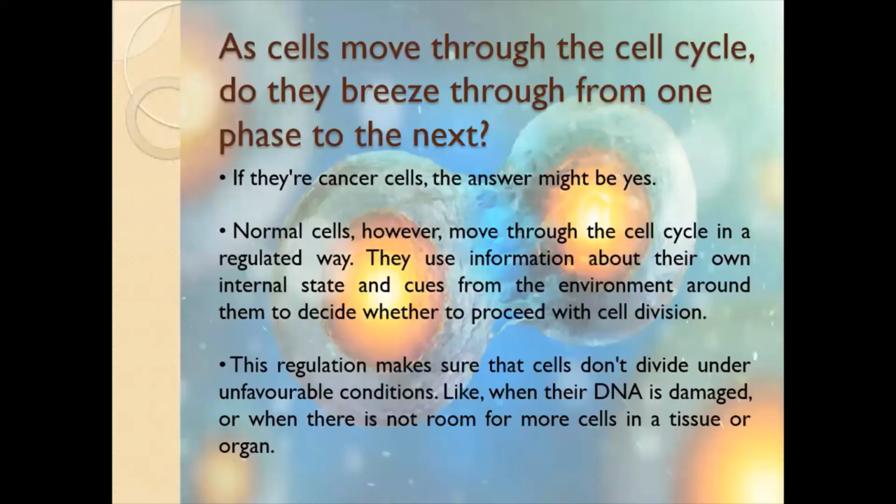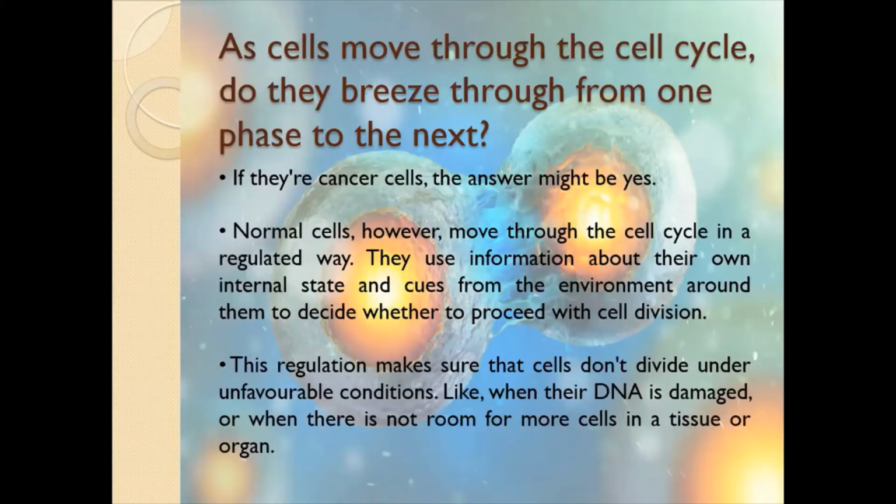So we will start our class with a simple question. As cells move through the cell cycle, do they breach from one phase to the next? That means, does the movement of a cell from one phase to another phase of the cell cycle have any kind of parameter checkpoints, or can they move freely? If they are cancer cells, the answer is yes. They can move through the different phases of the cell cycle easily without any kind of checking.